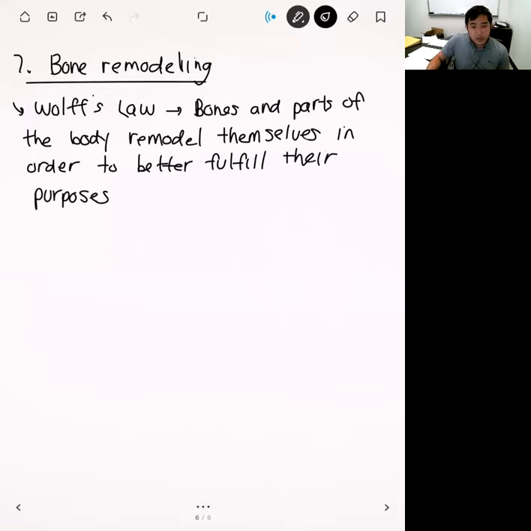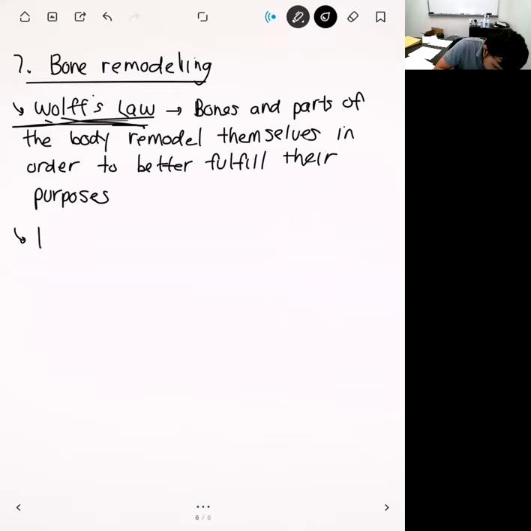And so Wolff's law, you can basically sum up as form follows function, and it doesn't just apply to the human body. You can apply it to basically any creature that went through some kind of evolution. The bone remodeling process is the biological process through which the bones adapt themselves to external forces.